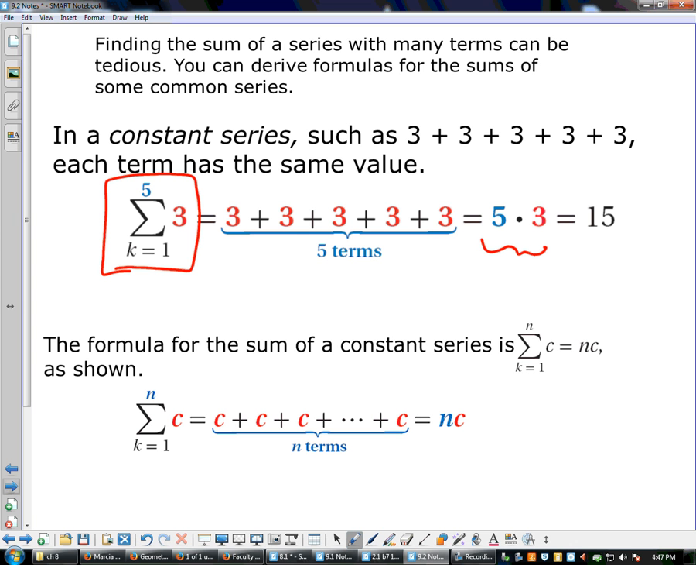So the formula for the sum of a constant series, so we don't have to just keep doing 3 plus 3 plus 3 however many times, there is a formula for that. The formula is take the constant that you are adding together and multiply it by how many times you need it. Since we're going from 1 to n, it's really just going to be that number n times the c. So our formula for the sum of a constant series is, if k equals 1 to n of c, it's just going to be n times c.